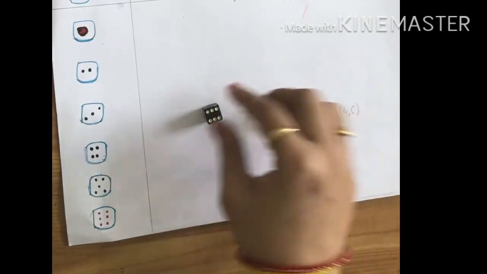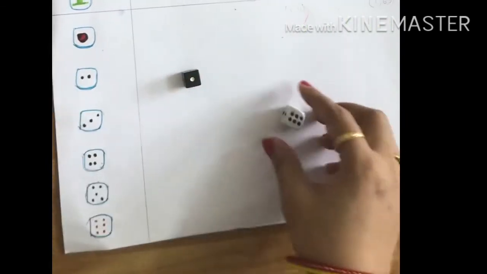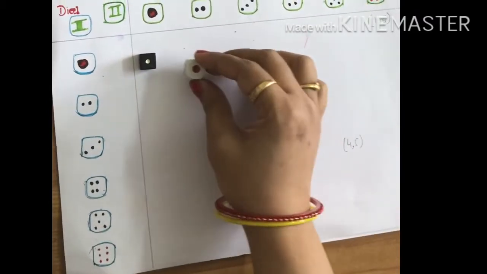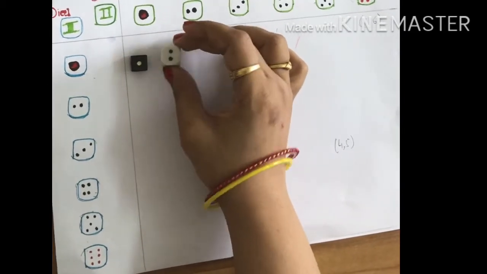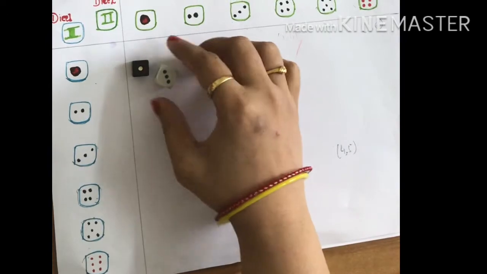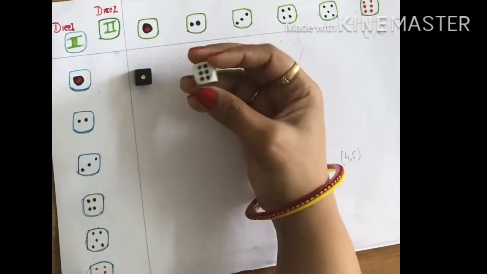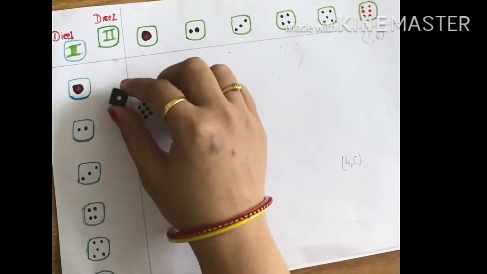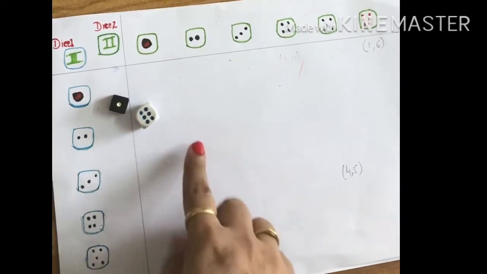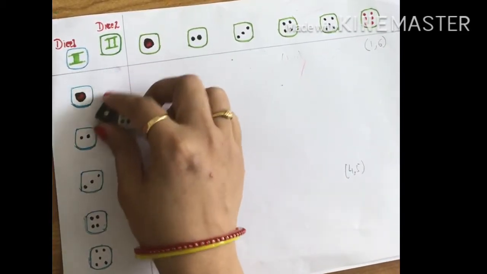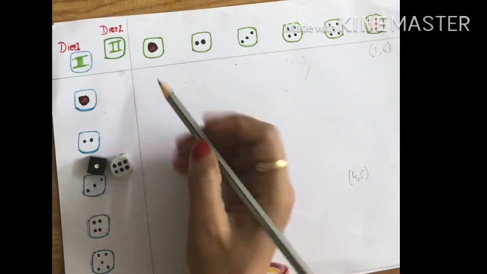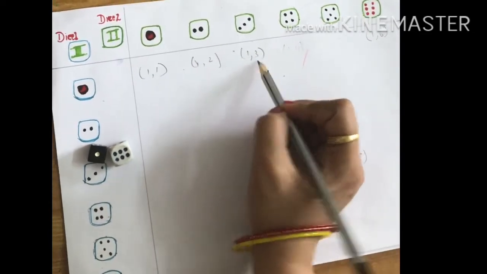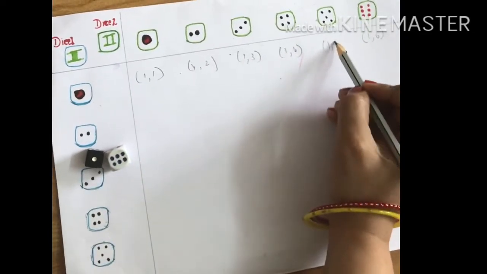So how can we write all the possible outcomes? Suppose I fix 1 on the first dice. Now what are the possible outcomes? You can see we can have 1,1, then 1,2, 1,3, 1,4, then 1,5 and 1,6. So fixing 1, there are 6 possibilities in this way. So I can write all this: 1,1, 1,2, 1,3, 1,4, 1,5 and 1,6.